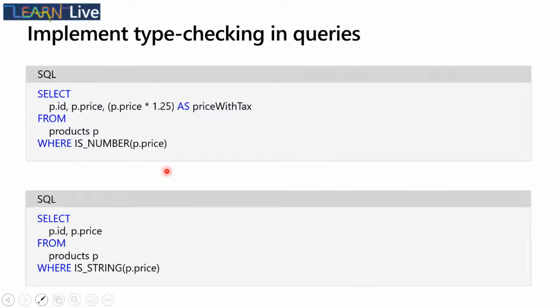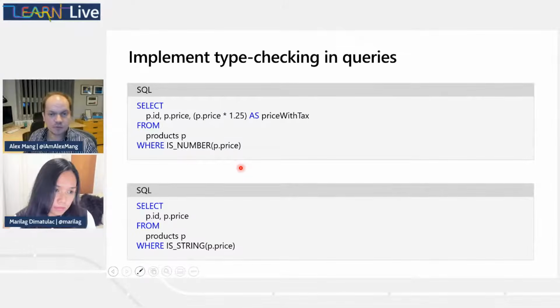And of course, this would filter out any documents within the products container where the price is not a number. But for those, we'd have to write a different query and treat that separately. In the second example here, we're using the isString function, which is going to see if our price is a string and not apply any formatting to it whatsoever.